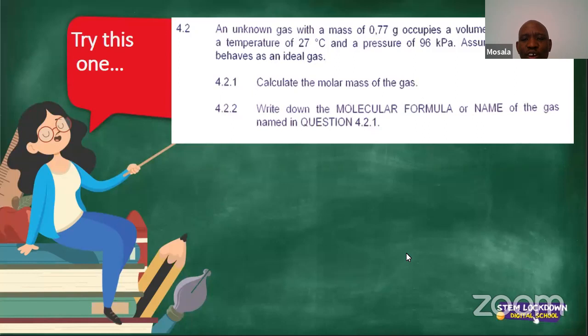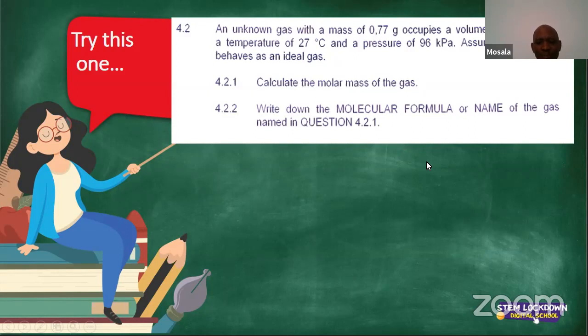Right. An unknown gas with a mass of 0.77 gram occupies a volume of 0.32 cubic decimeter at a temperature of 27 degrees Celsius and a pressure of 96 kilopascals. Assume that the gas behaves as an ideal gas. So this gas has this mass and occupies this volume at 27 degrees and a pressure of 96 kilopascals. What is the molar mass of this gas?